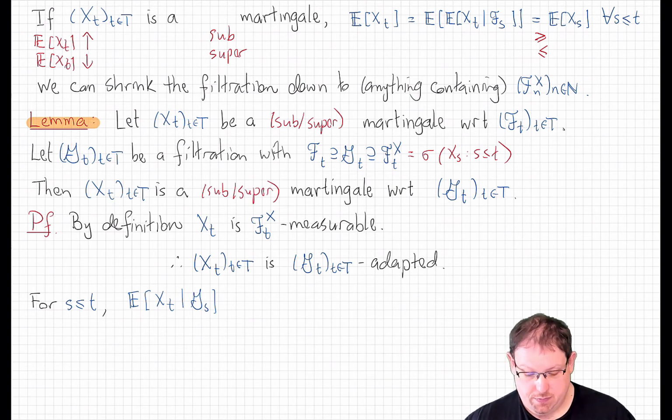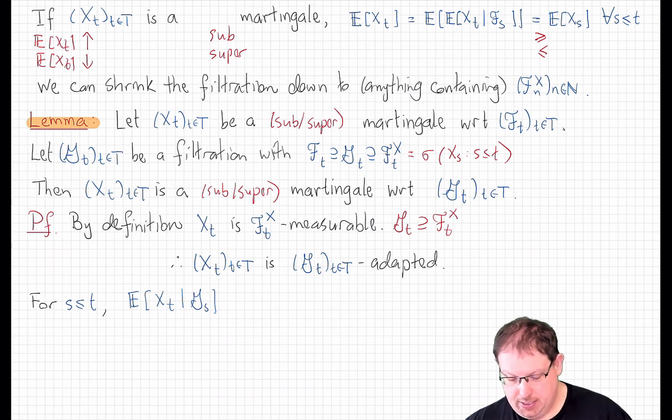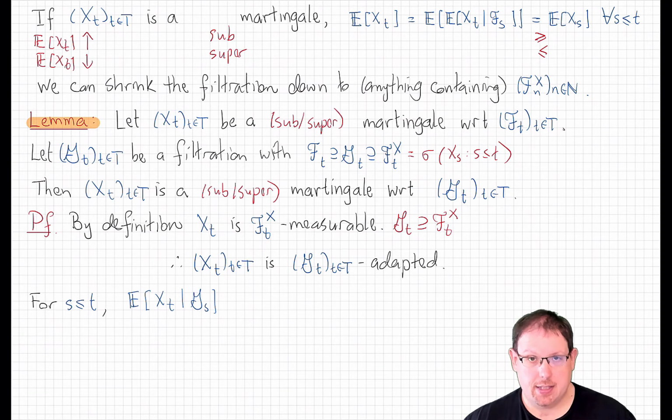And the proof of this is very straightforward. First, by definition, xt is measurable with respect to the sigma field that it generates. But since by assumption the sigma field Gt contains the sigma field Ftx, it therefore follows that xt is also Gt measurable. It's of course going to be L1 with respect to any sigma field that it is measurable with respect to, since it's L1 with respect to the larger sigma field Ft. And so we see that xt is an adapted L1 process with respect to this new sigma field.